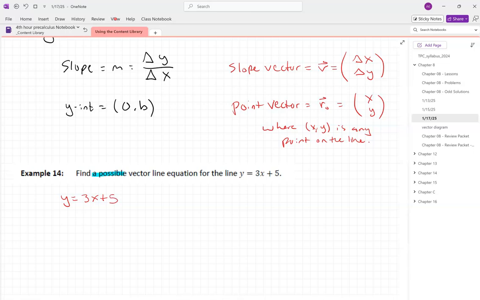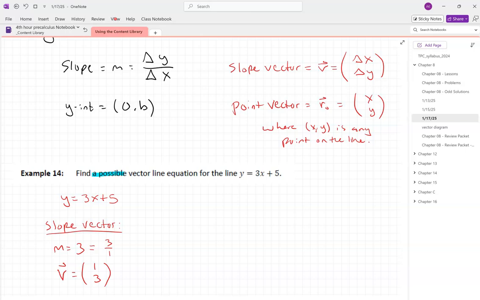So to write our vector line equation, we need first our slope vector. To get that, I'm going to recognize the slope for this line is 3. So I can write that as 3 over 1. So my slope vector should be the x, the change in x, so the 1, over the change in y, that's the 3. So it's just the same as the slope, it just flipped upside down.